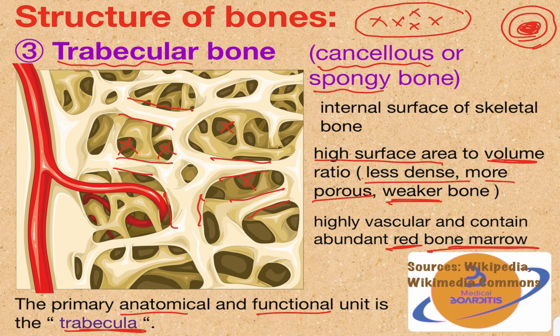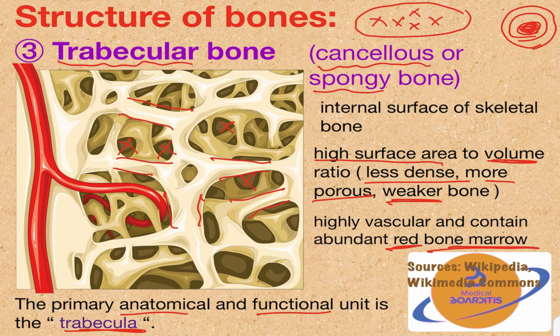The primary function of these bones is to absorb the stress. For example, if we stand, the feet and our legs are going to be exposed to a lot of stress. This stress is going to be absorbed by this trabecular bone, in contrast to the compact bone.